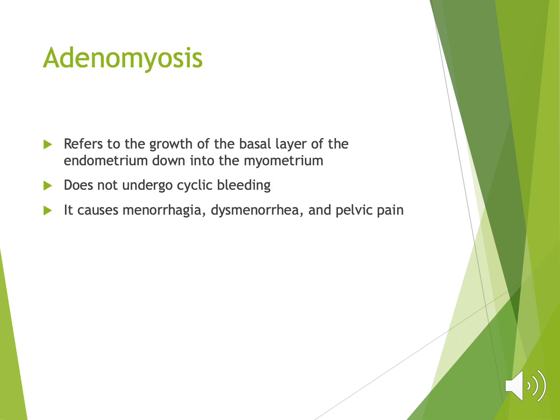Adenomyosis refers to the growth of the basal layer of the endometrium down into the myometrium. In other words, the endometrial glands, which should normally be restricted to the endometrial lining, go and embed themselves within the myometrium. These glands are from the basalis layer, which does not undergo cyclic bleeding because they do not respond to the cyclic changes in estrogen and progesterone. Adenomyosis causes menorrhagia, dysmenorrhea, and pelvic pain.